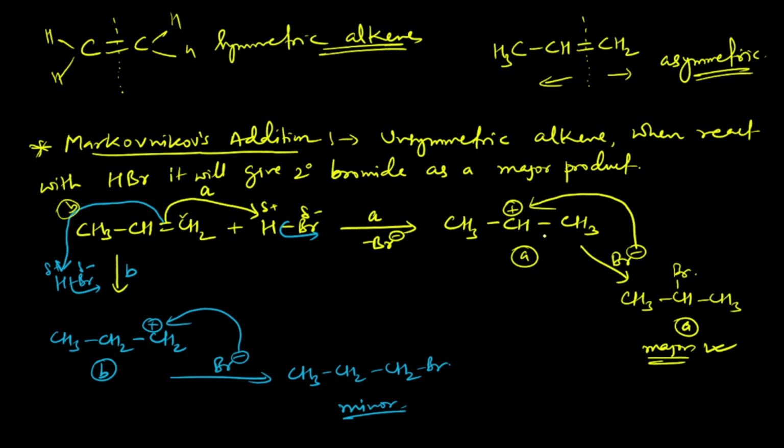So if it is following route number A, you are getting this product. It means this is 2 degree bromide. And if this is following this route, it will be 1 degree bromide. Correct? Now this thing we have understood. If it is shifting to this side, then you are getting 2 degree bromide. If pi electron is shifting towards this carbon, you are getting 1 degree. But how come this is minor and this is major?